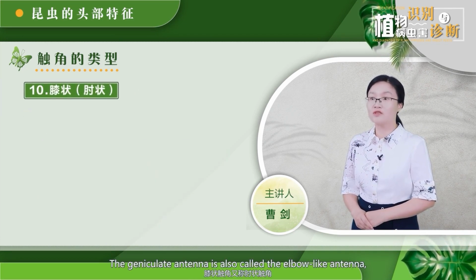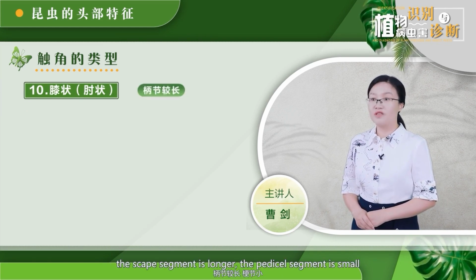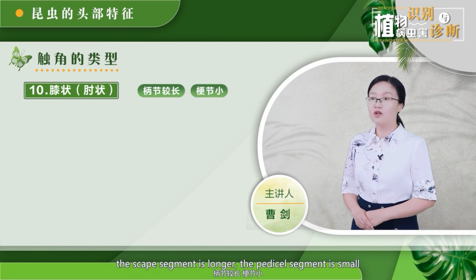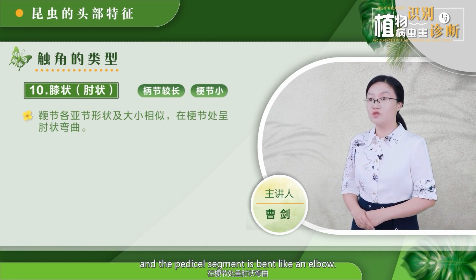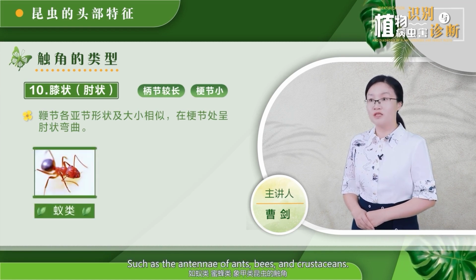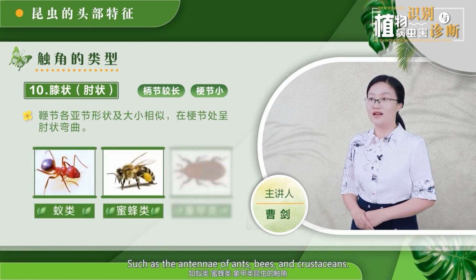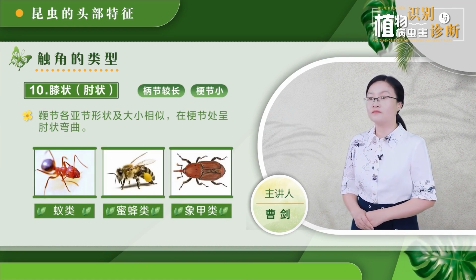The geniculate antenna is also called the elbow-like antenna. The scape segment is longer. The pedicel segment is small. The shape and size of each subsegment of the flagellum segment are similar, and the antenna is bent at the pedicel like an elbow, such as the antennae of ants and bees.